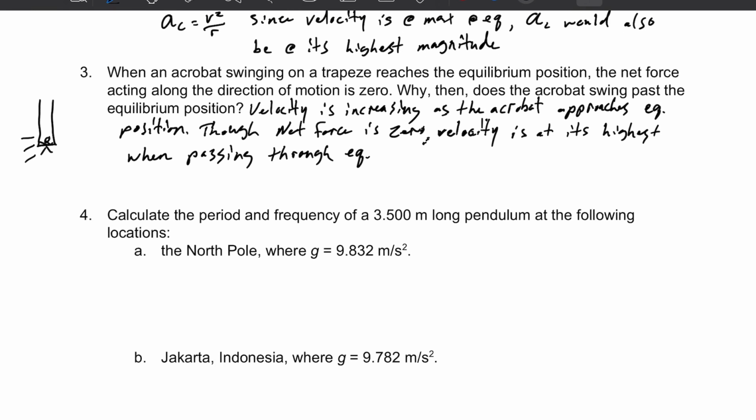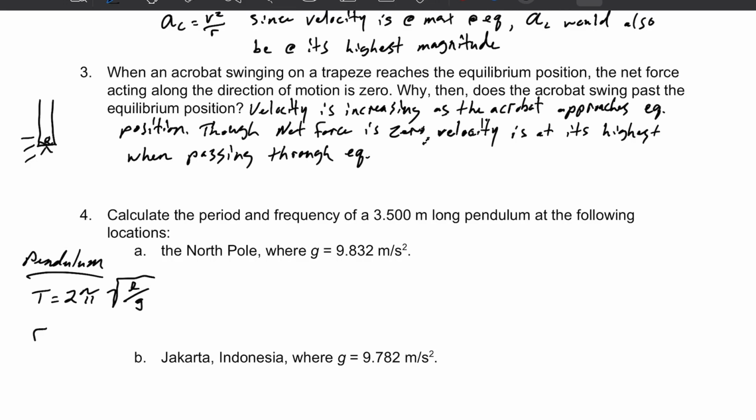Calculate the period and the frequency of a 3.5 meter long pendulum at the following locations. Well, we need a formula. If we don't already have it, the formula for a period for a pendulum is T, the period, is equal to 2 pi times the square root of L over G, L being the radius, the length of the pendulum, and G being the acceleration of gravity.